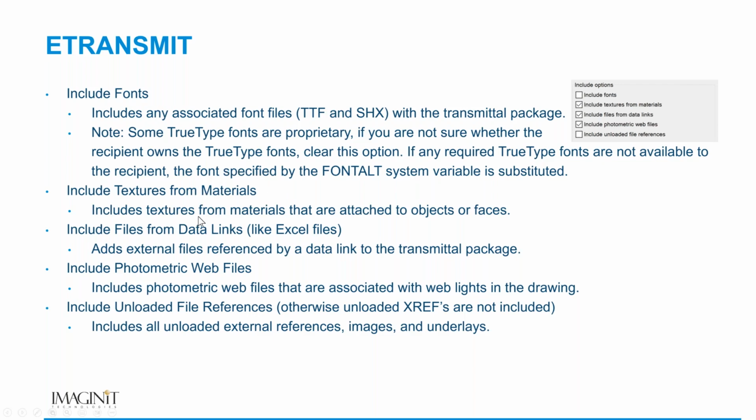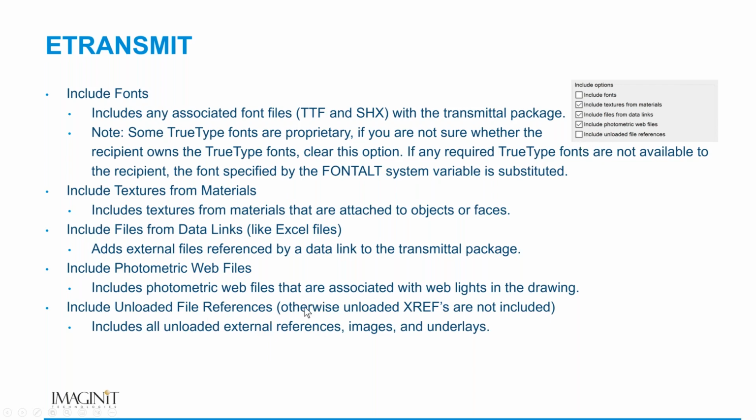Include textures from materials. This is important mostly for our architect people out there. If you've included textures and materials on your walls, windows, doors, you definitely want to include those materials so that whoever is looking at your drawings has your same materials. And you can include files from data link, like Excel files. So if you've done the data link process and you've attached Excel files, it will include them. Photometric web files. These are associated with web lights in the drawings. And include unloaded reference files.